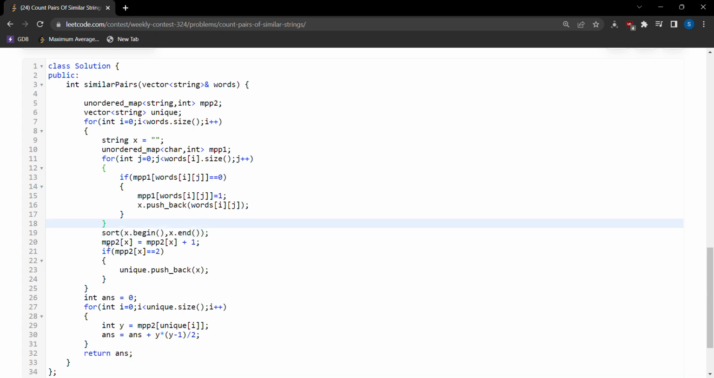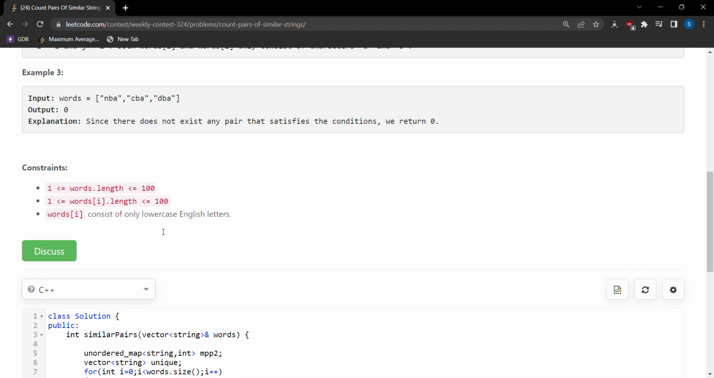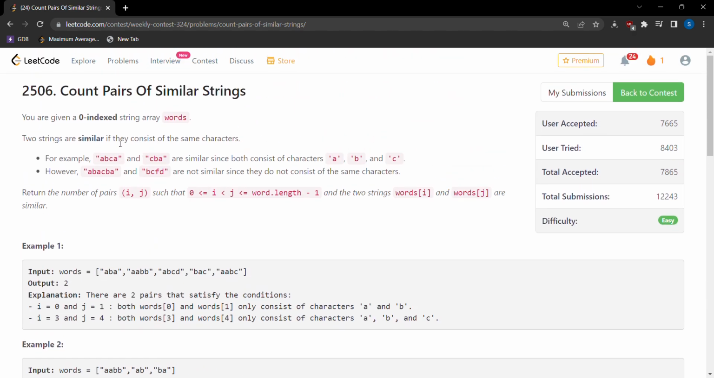Now next is mpp2 of x. Here I am mapping each and every string that I get as a string of unique characters. Now if mpp2 of x equals 2, unique dot pushback x. Now what have I done here? First of all, why have I taken 2 here? This is because in the answer we need to tell the strings that are repeating, right? We have to tell similar.